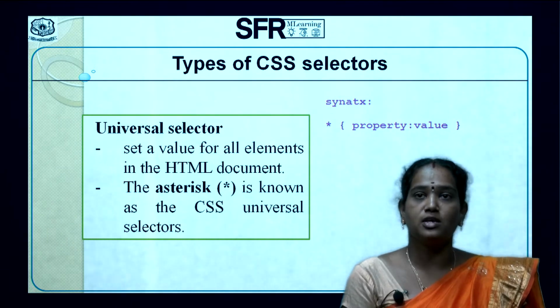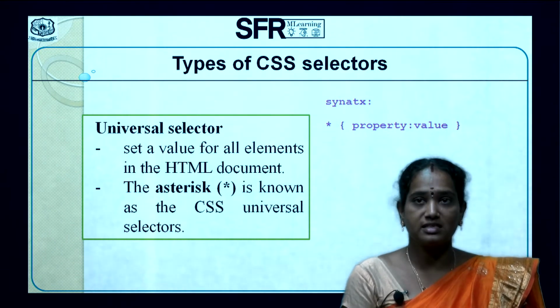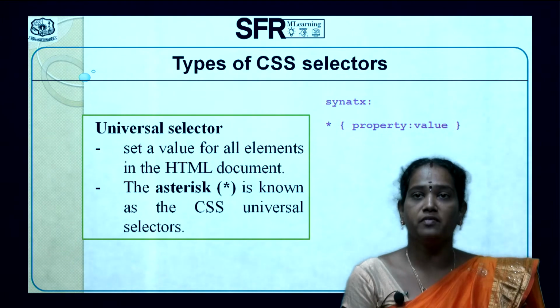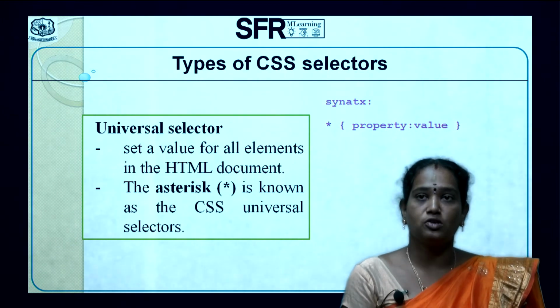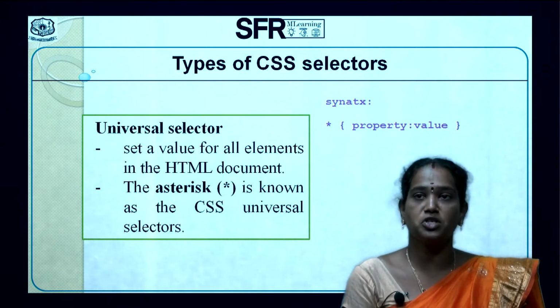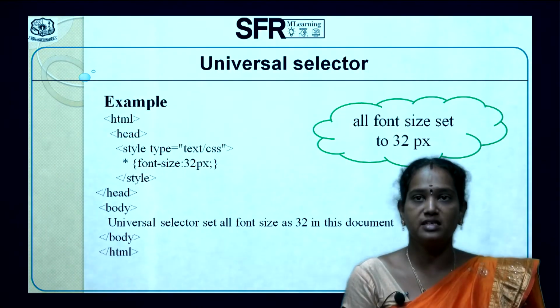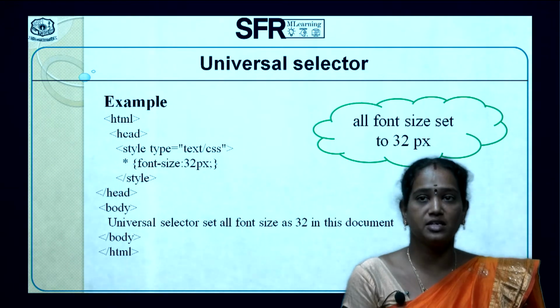Next, we are going to discuss the types of CSS selectors. The first one is the universal selector. It sets a value for all the elements in the HTML document, and it is written with an asterisk. The syntax is an asterisk, followed by the property and the value of the property. Here is an example for the universal selector. In this example, we are using a font size of 32 pixels, and all the font sizes are set to 32 pixels in the web page.